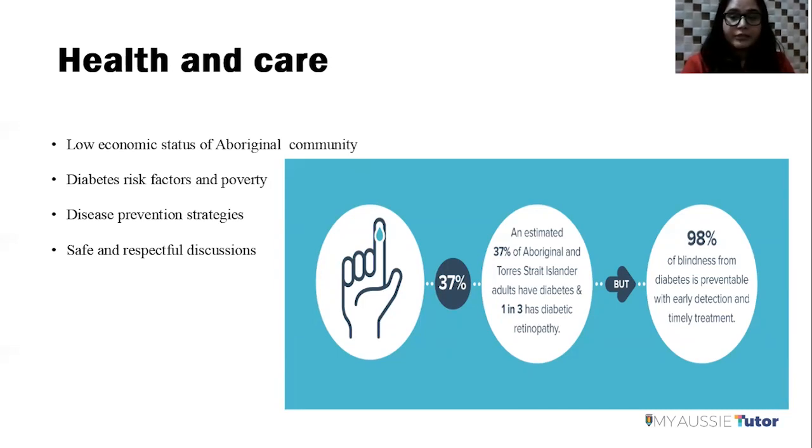98% of the blindness from diabetes is preventable with early detection and timely management. However, the low economic status of the Aboriginal community restricts them from gaining effective healthcare services from healthcare providers. So they are at more risk of diabetes because of their poverty or poor financial status, and they also lack health literacy so that they can self-manage the illness, for example diabetes.